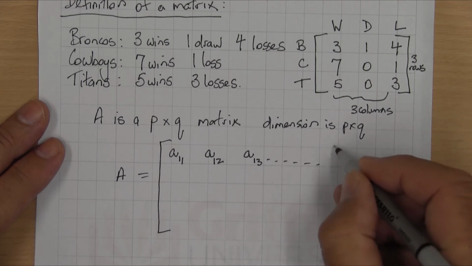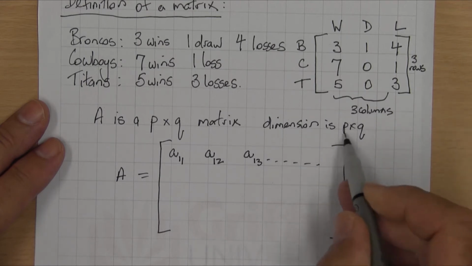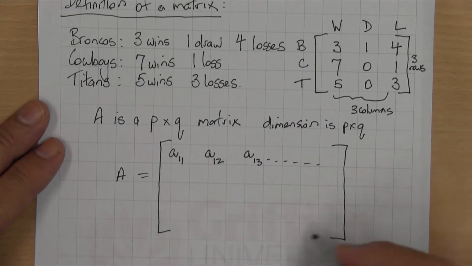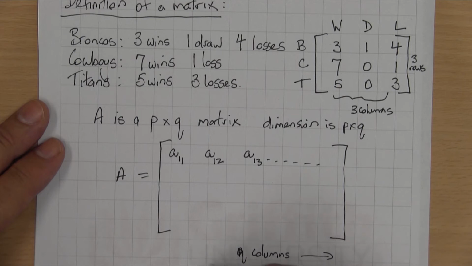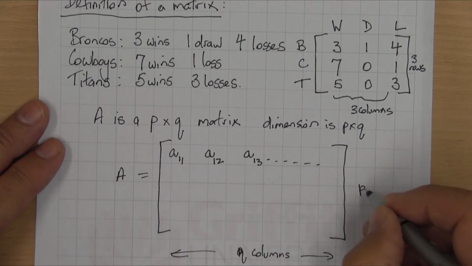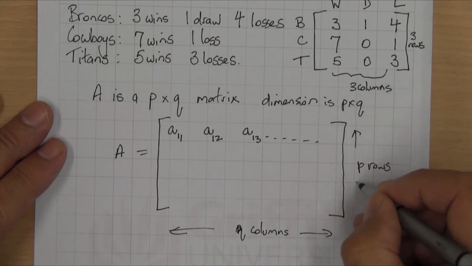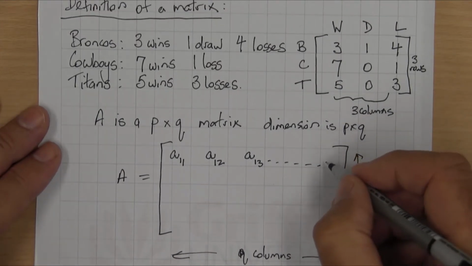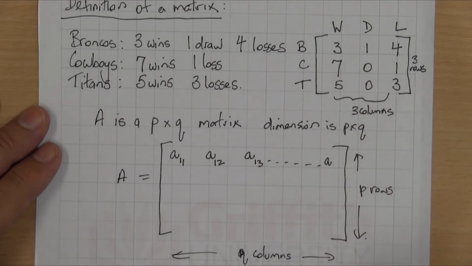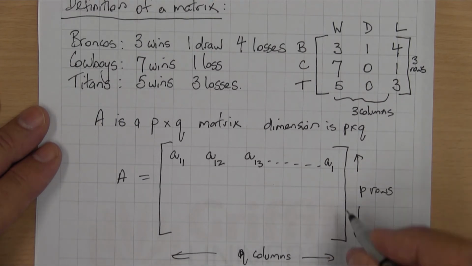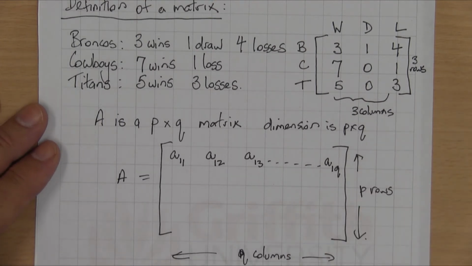Now, if this is a P by Q matrix, it must have P rows and Q columns. So Q columns across there, and we must have P rows from there down to there. So this last one would be lowercase a. It is still in the first row, but there are Q columns, so it'll be a1Q.